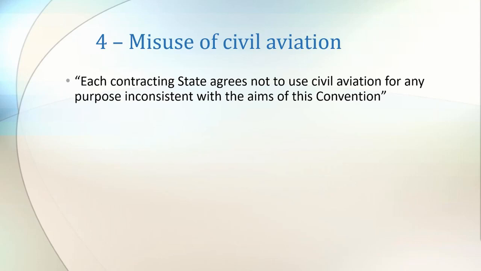Article 4 states that each contracting state agrees not to use civil aviation for any purpose inconsistent with the aims of this convention. This is aimed at preventing states from using civil aircraft for performing military duties.